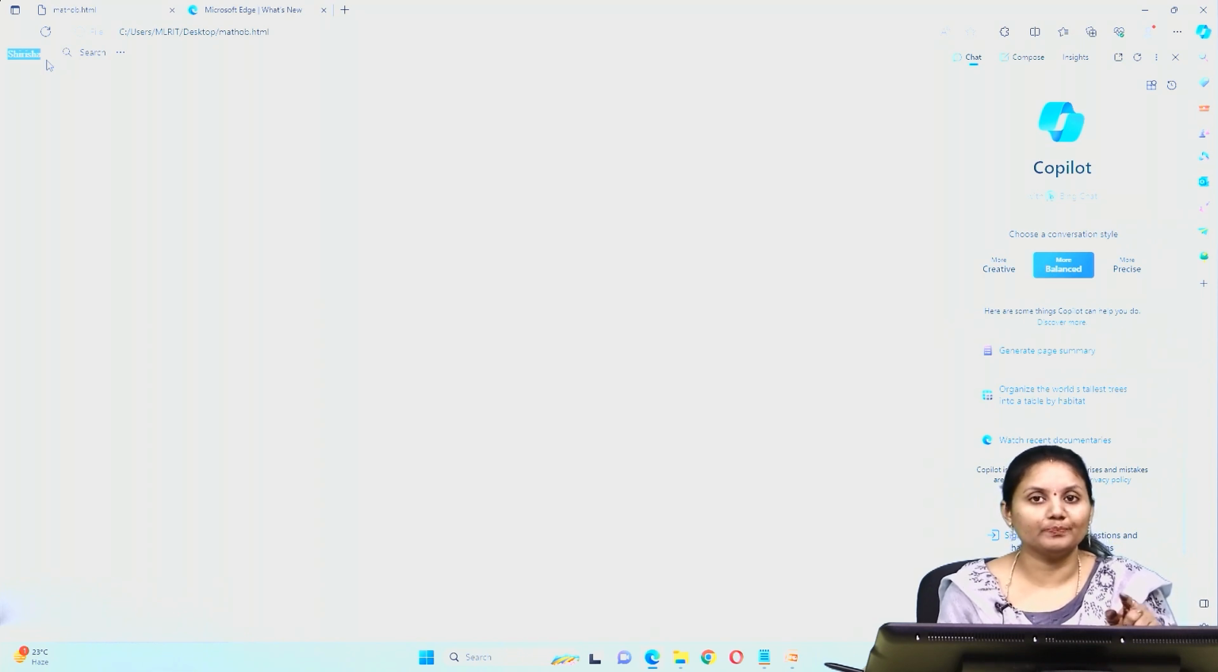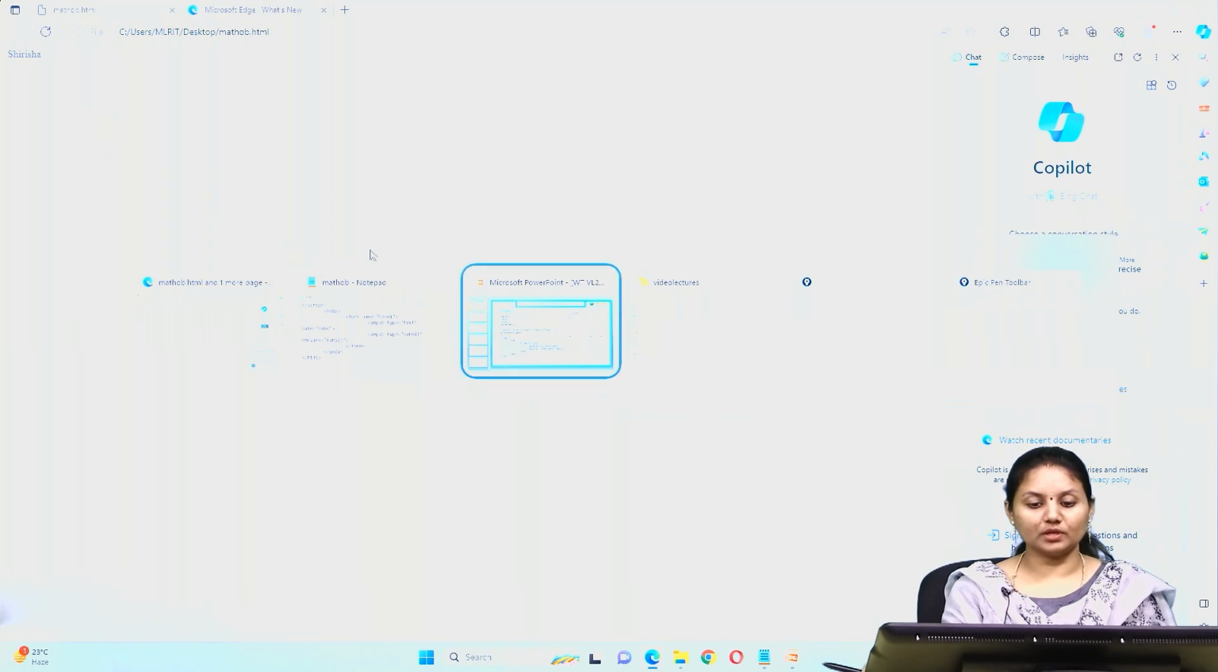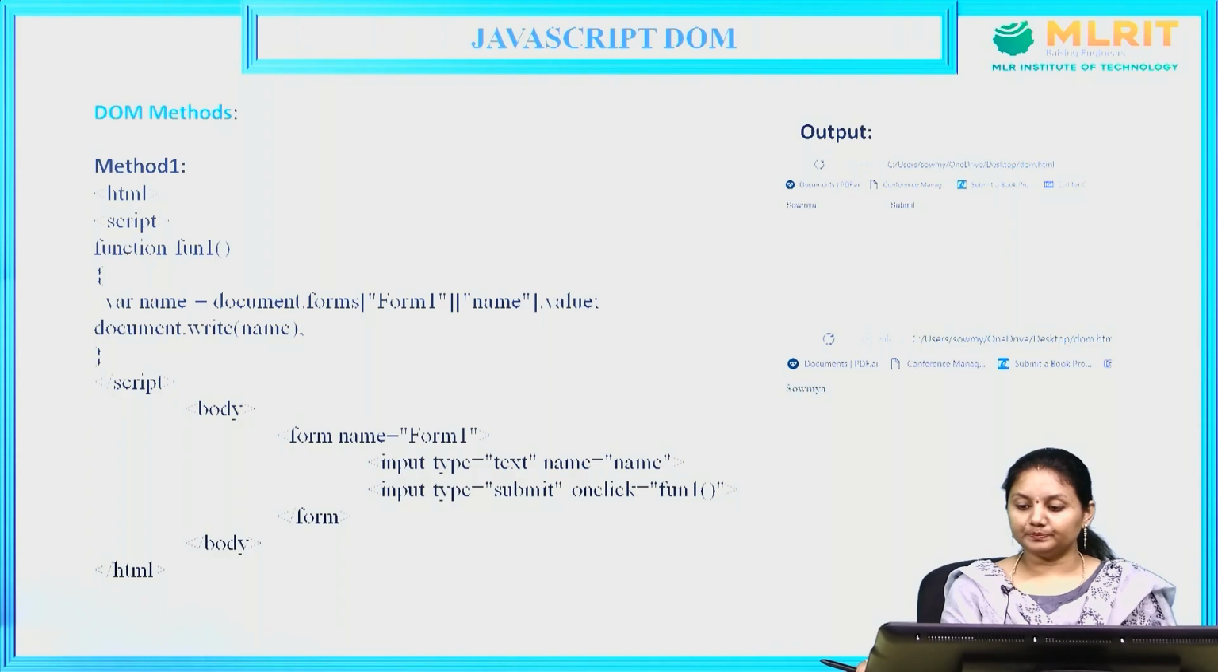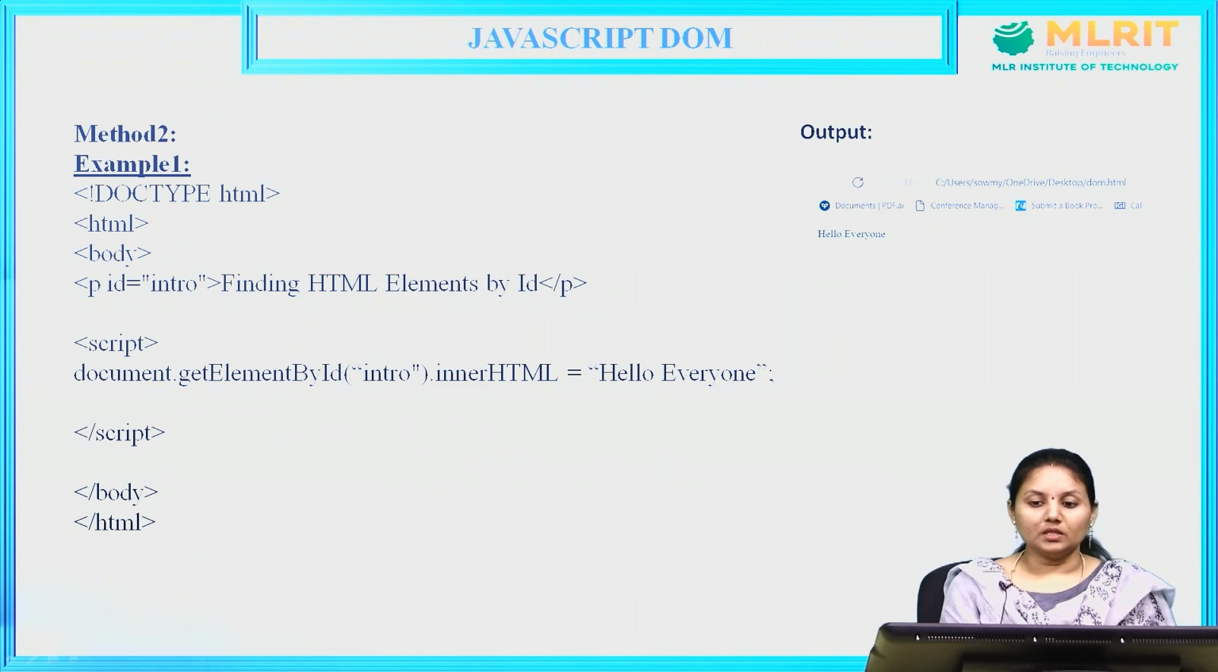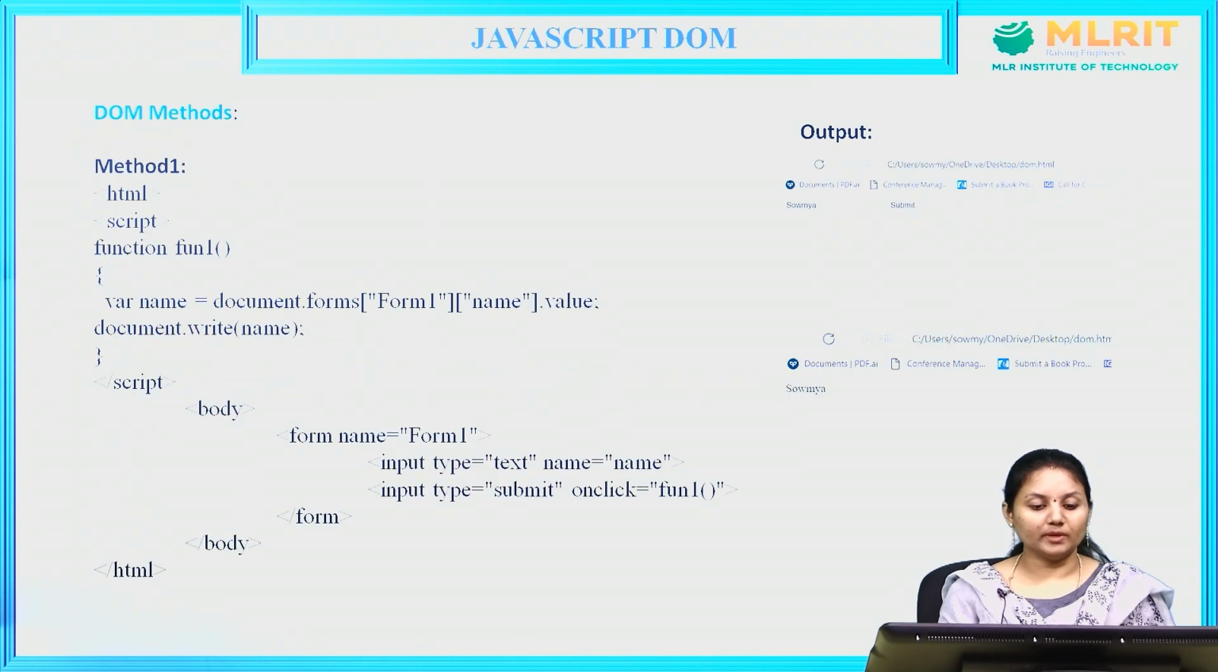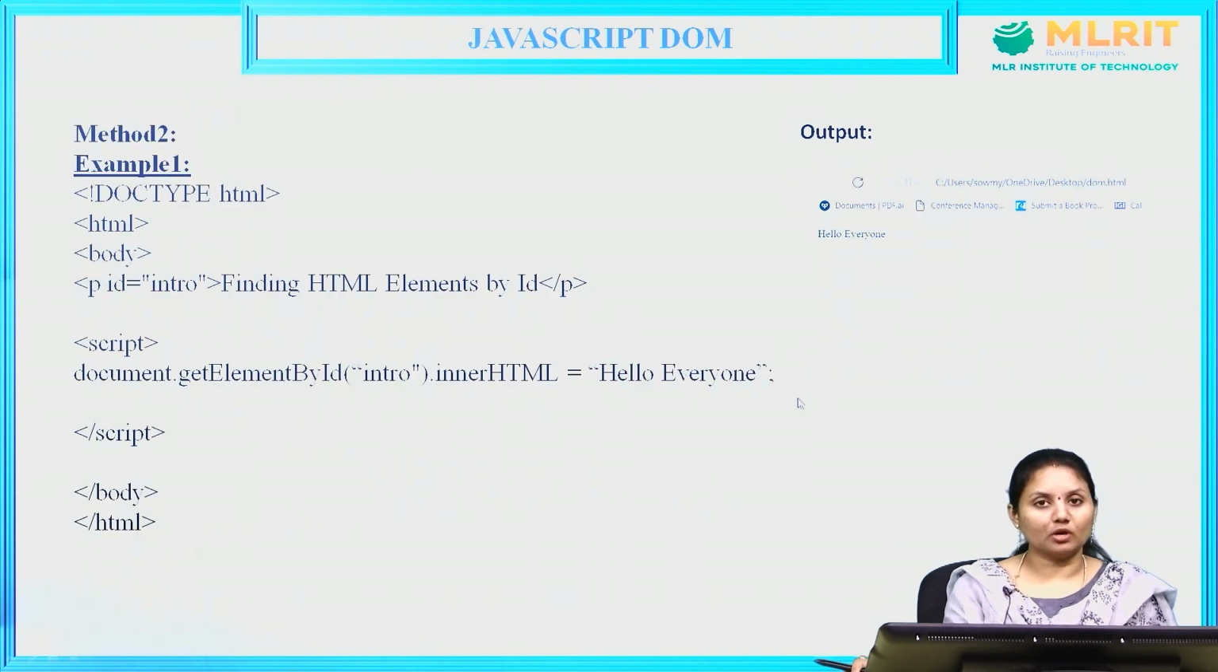So what is the name? This one. The name which we are printing, we are giving in the form, so that has been printed. Okay, so this is how you can use DOM. Then here is where we are using a method too. So here we have used document.forms and document.write.